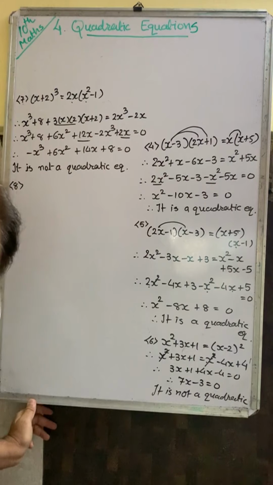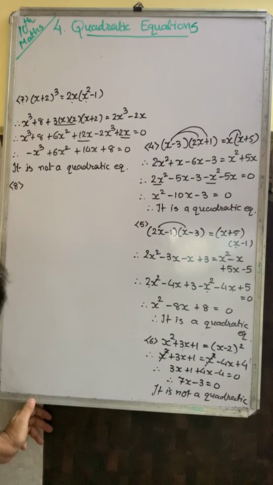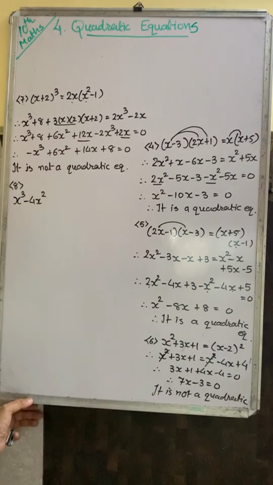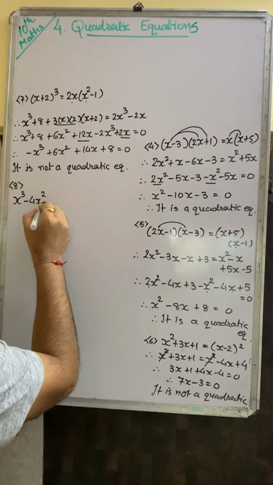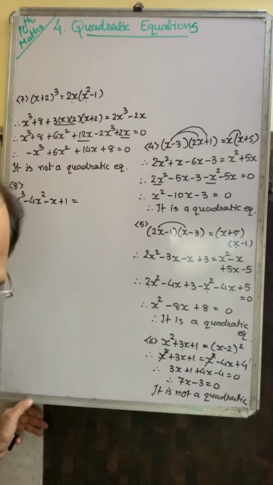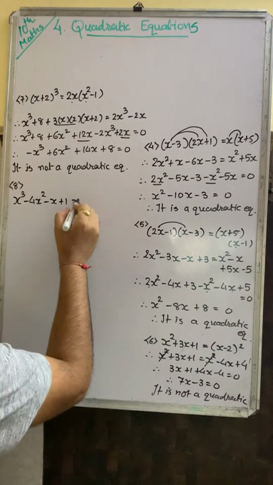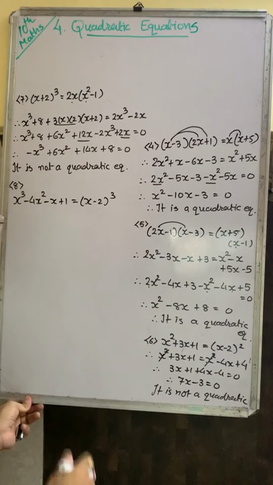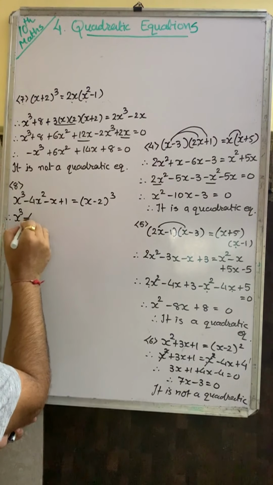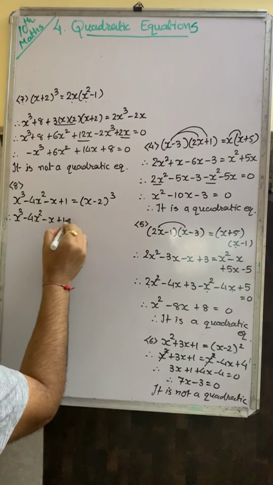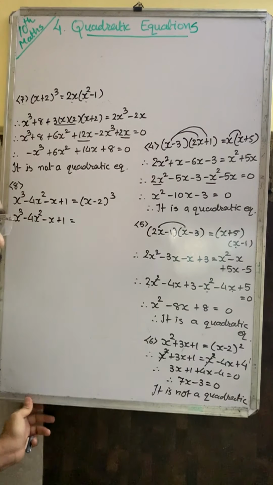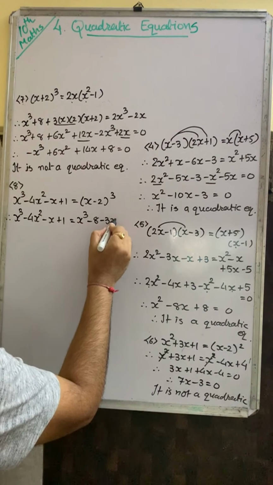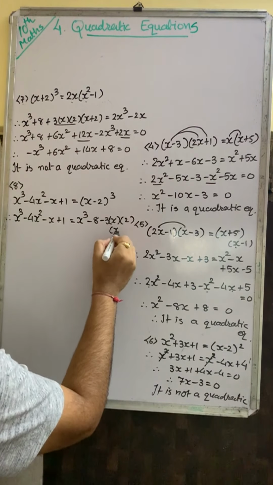8 number, x cube minus 4x square minus x plus 1 is equal to x minus 2 the whole cube. Here you have to open the bracket by applying identity. The left side represents a minus b the whole cube: a cube minus b cube minus 3ab into bracket.